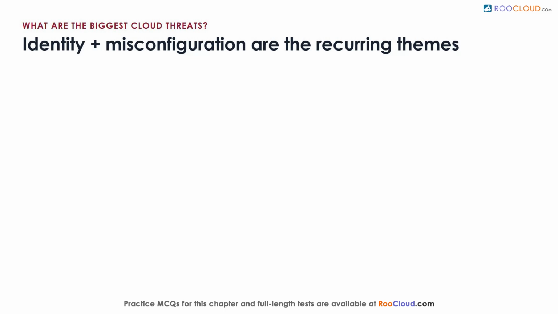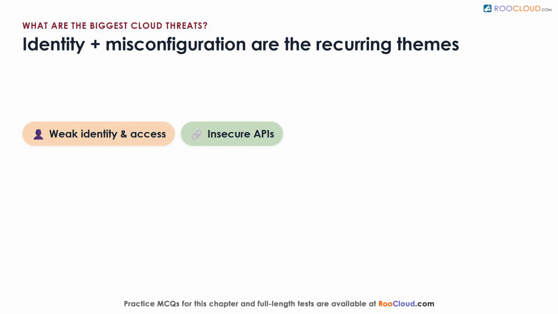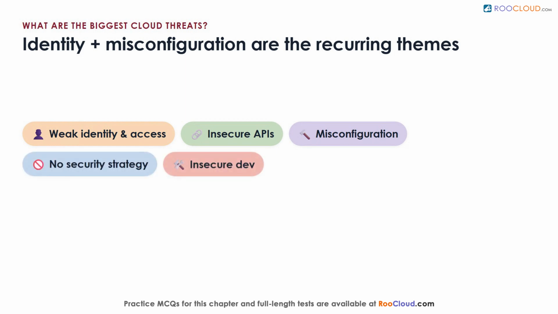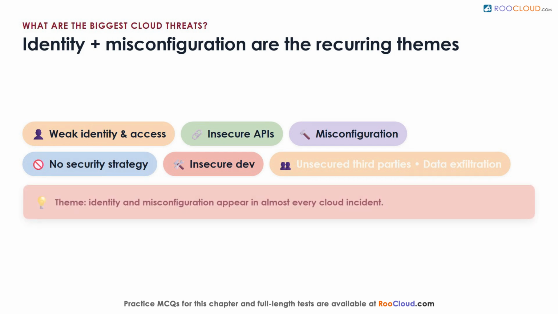What threats should you watch for in the cloud? A well-known list stands out. Weak identity and access management, the top target. Insecure interfaces and application programming interfaces. Misconfiguration and poor change control. A lack of clear cloud security strategy. Insecure software development. Unsecured third-party resources in the supply chain. And data exfiltration, where attackers steal data outright. Notice the theme. Identity and misconfiguration appear again and again.